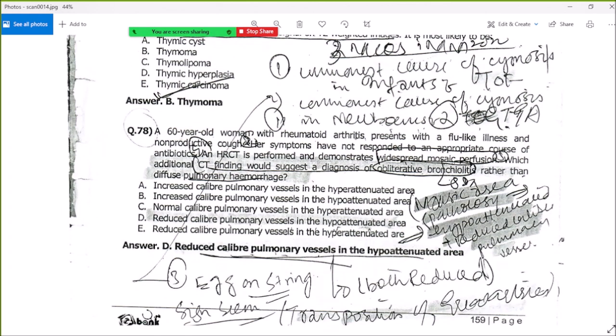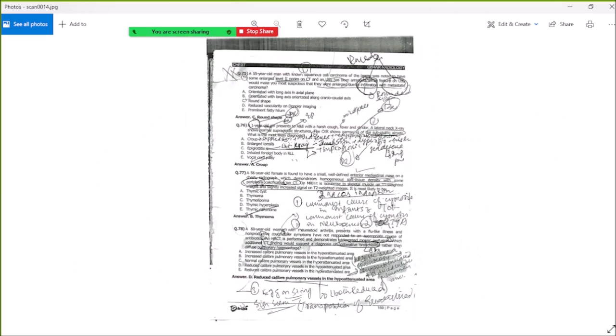Question 78. A 60-year-old woman with rheumatoid arthritis presents with flu-like illness and non-productive cough. Her symptoms have not responded to an appropriate course of antibiotics. An HRCT is performed and demonstrates widespread mosaic perfusion. Which CT finding would suggest diagnosis of obliterative bronchiolitis rather than diffuse pulmonary hemorrhage? Reduced caliber of pulmonary vessels in the hypoattenuated areas.